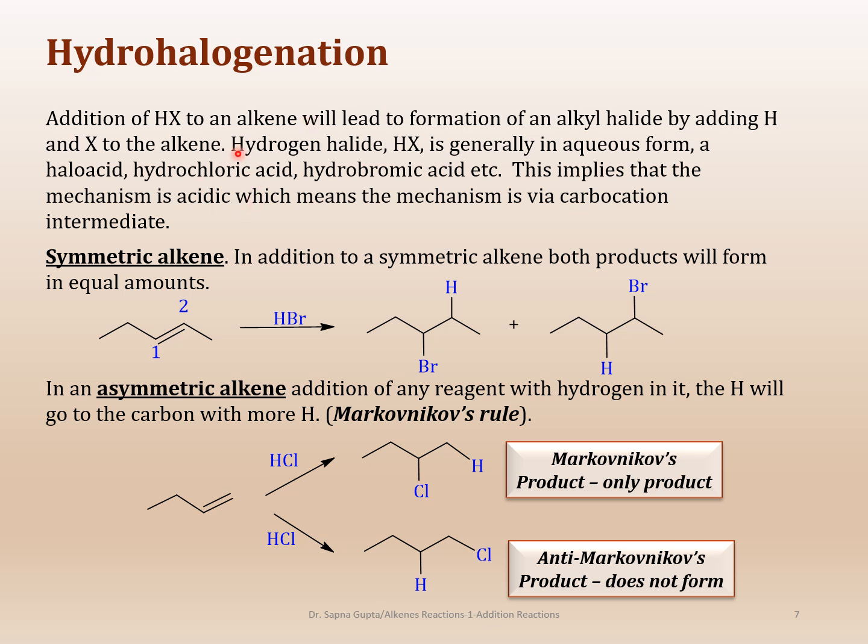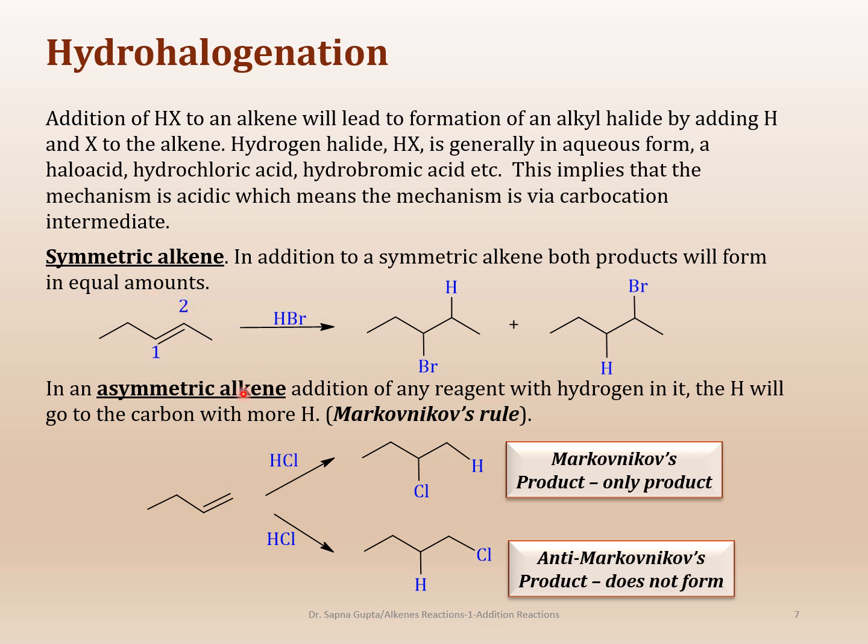When you add either hydrogen chloride or hydrogen bromide, which is usually added as an acid, so hydrochloric acid or hydrobromic acid, to an alkene, what happens here? This is what I'm talking about, a symmetric alkene versus an asymmetric alkene. Here is a symmetric alkene in the sense that you have a carbon and a hydrogen on one side and a carbon and a hydrogen on the other side.